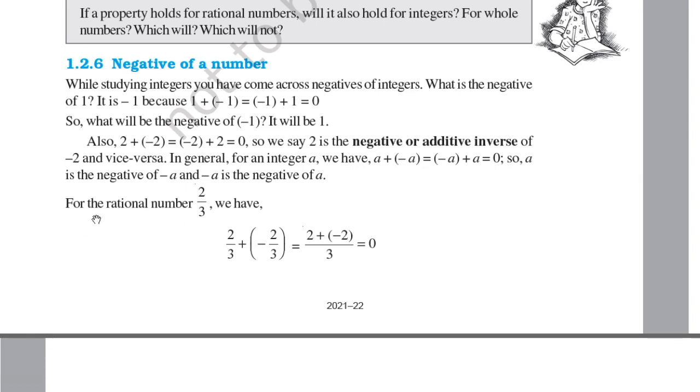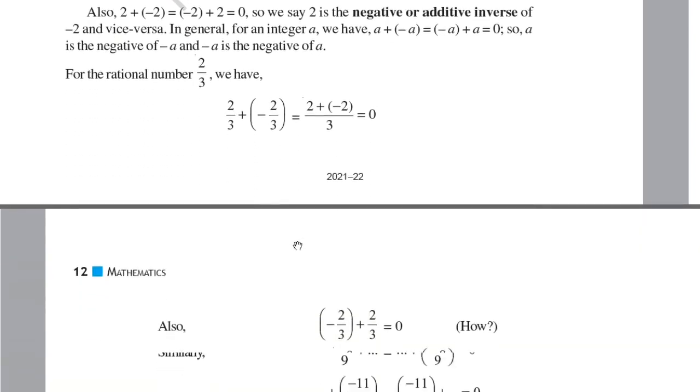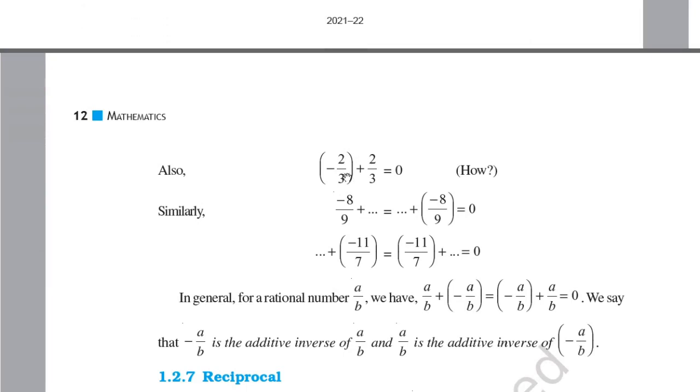For the rational number 2 by 3, we have 2 by 3 plus minus 2 by 3 is equal to 2 plus minus 2, which becomes 0, and 0 upon anything is 0. Now also minus 2 by 3 plus 2 by 3 is equal to 0. Both cancel out. Minus 8 by 9 plus 8 by 9 is equal to 8 by 9 plus minus 8 by 9, which is 0. Also 11 by 7 plus minus 11 by 7 is equal to minus 11 by 7 plus 11 by 7 is equal to 0.